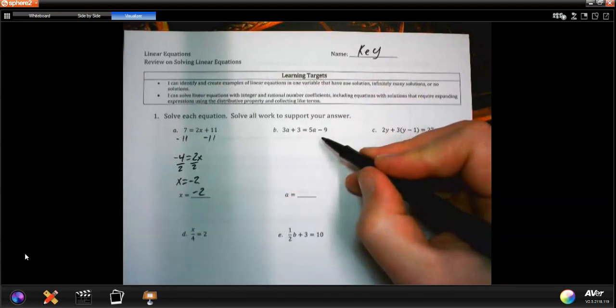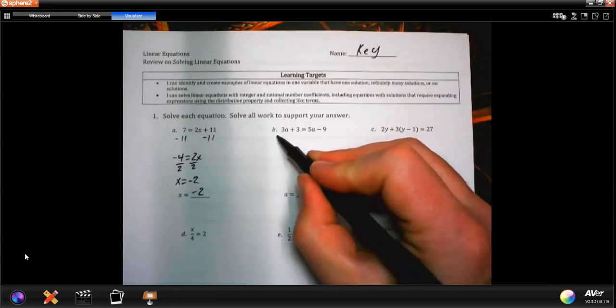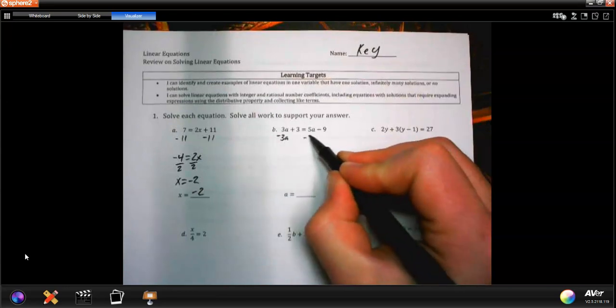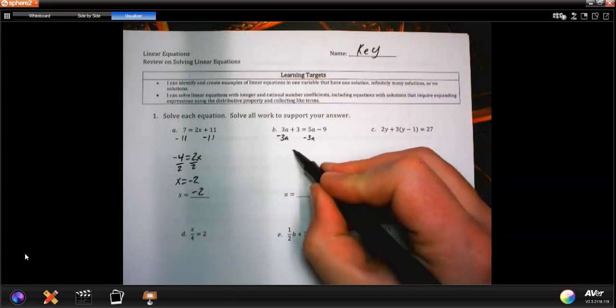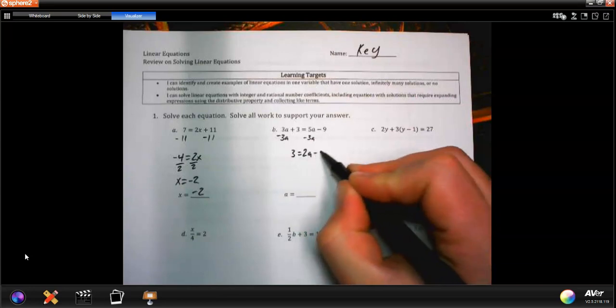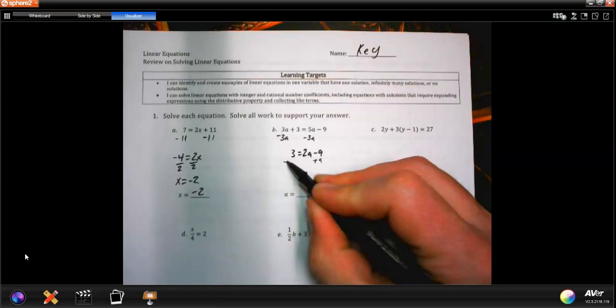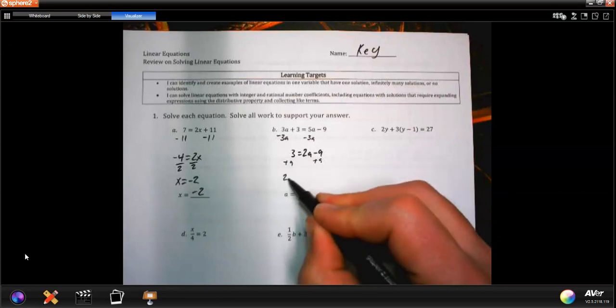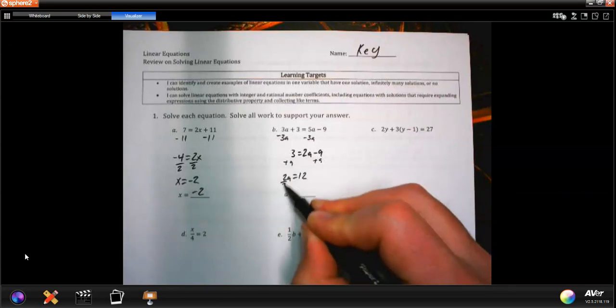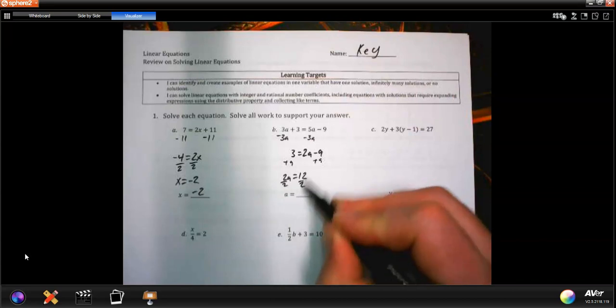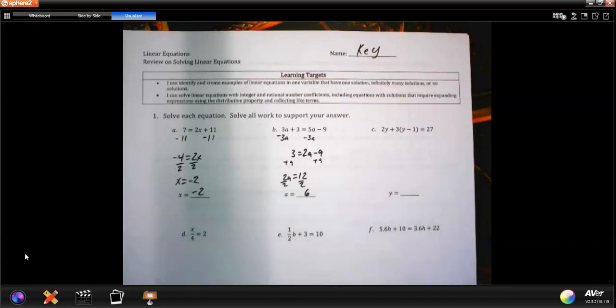All right, here, I always start with the smaller variable, so I'm going to subtract 3a from both sides. I'm going to get 3 equals 2a minus 9. I'm going to add 9 to both sides. I'm going to get 2a equals 12. I'm going to divide by 2. 12 divided by 2 is 6.